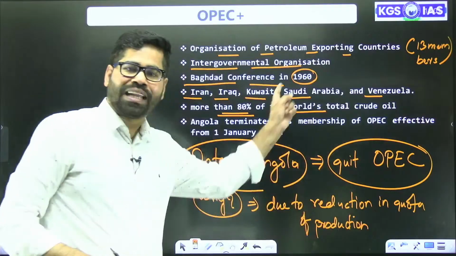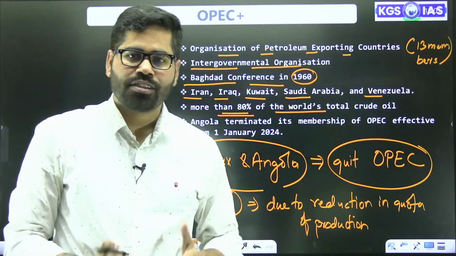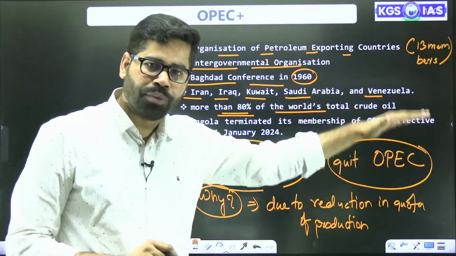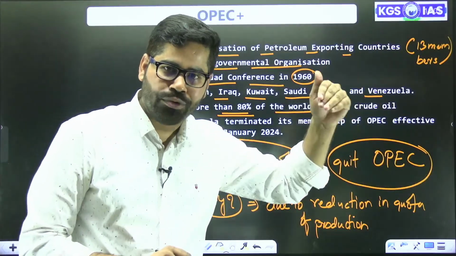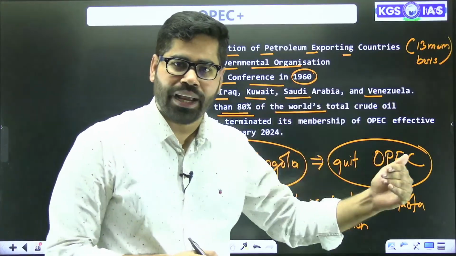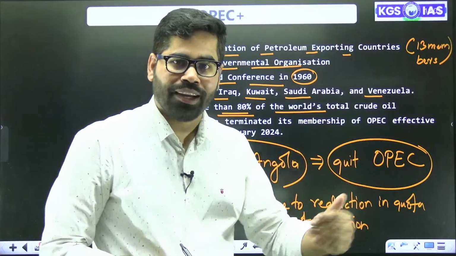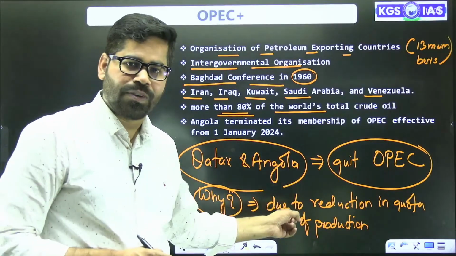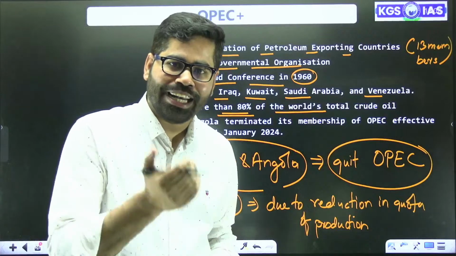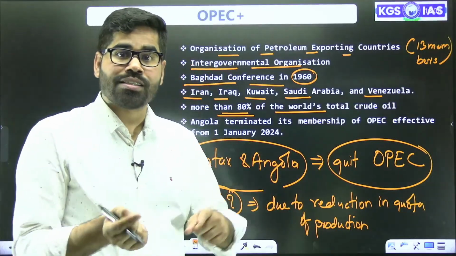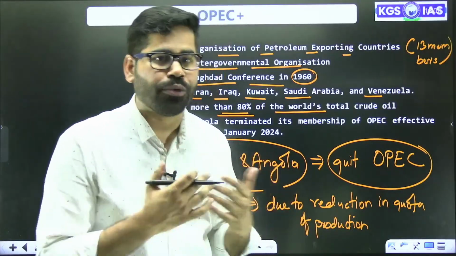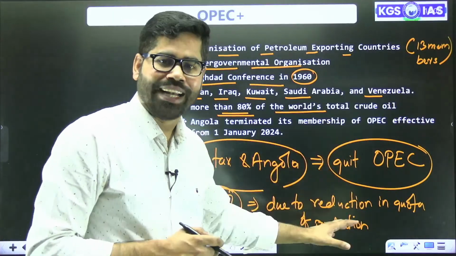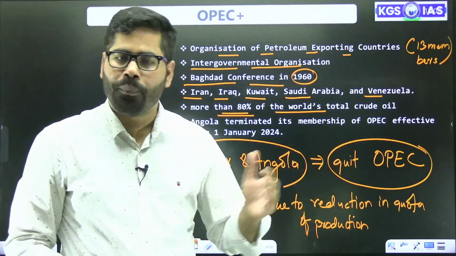If they are part of OPEC, Saudi Arabia and other countries tell these two that you should cut down the production. Only when we reduce the supply will the prices go high. But these members said no, we are not ready to cut the supply because this is our only source of revenue. So they quit the OPEC group.